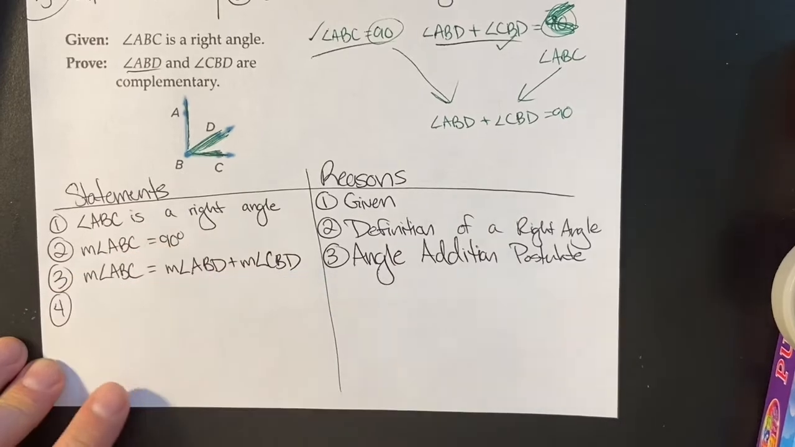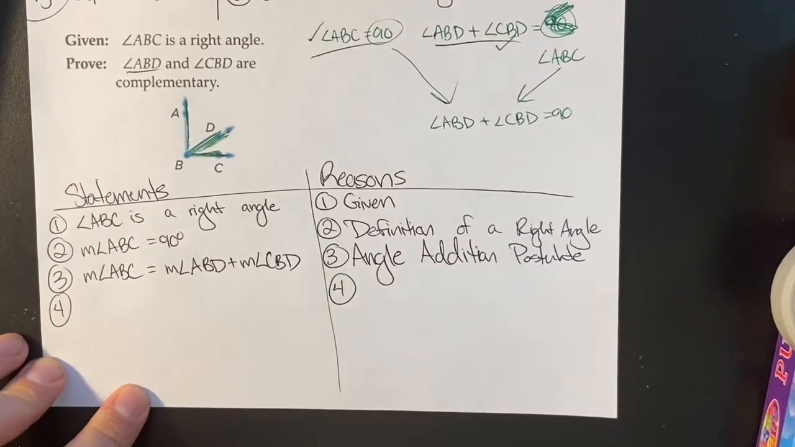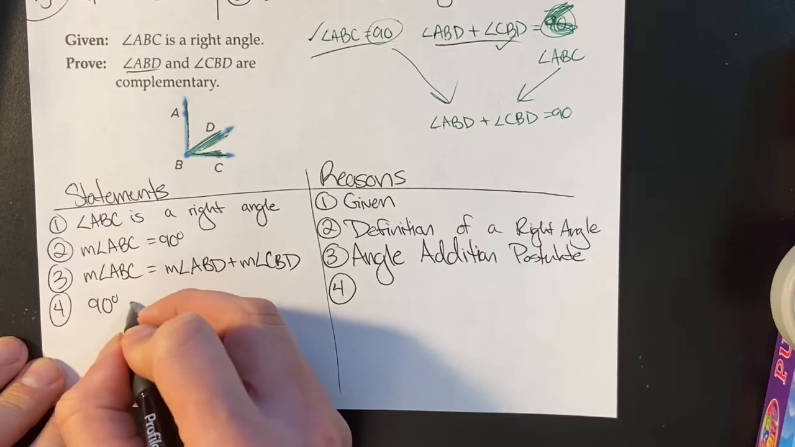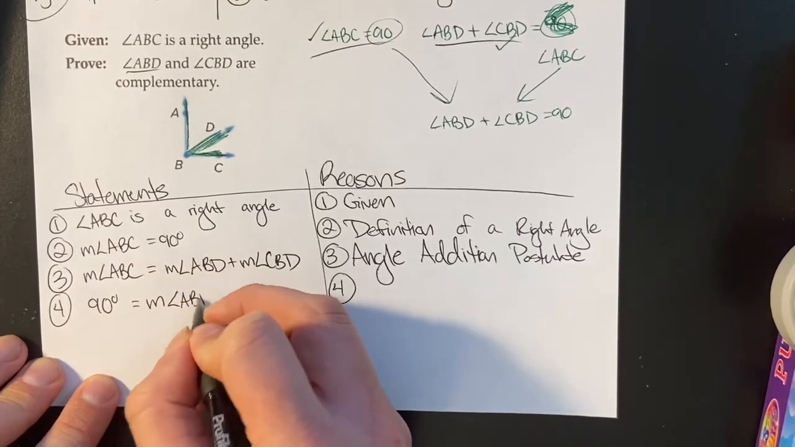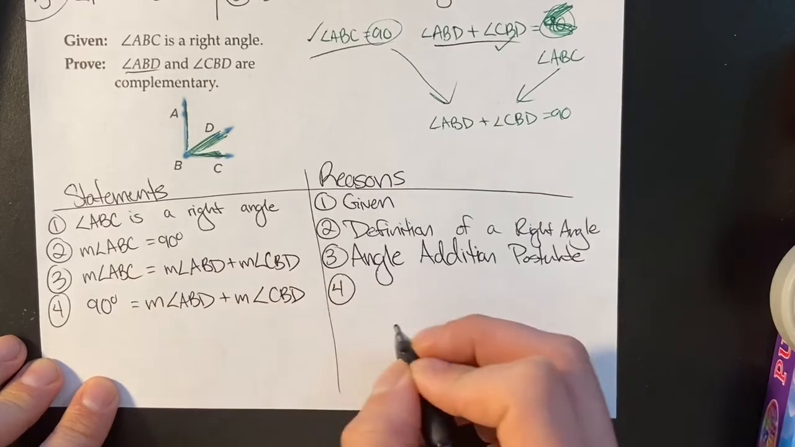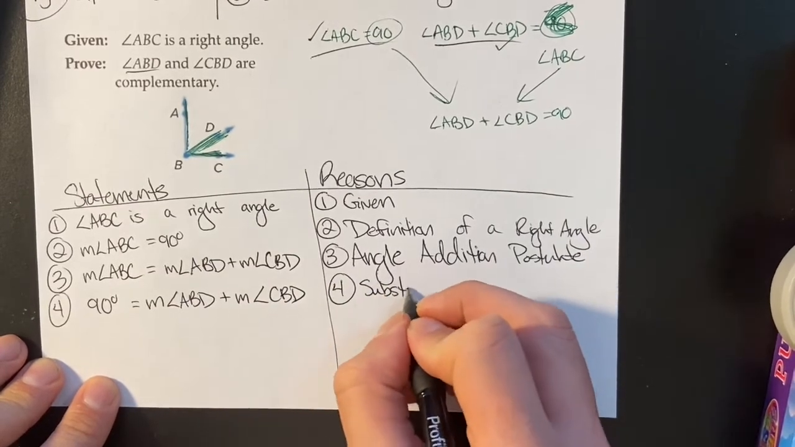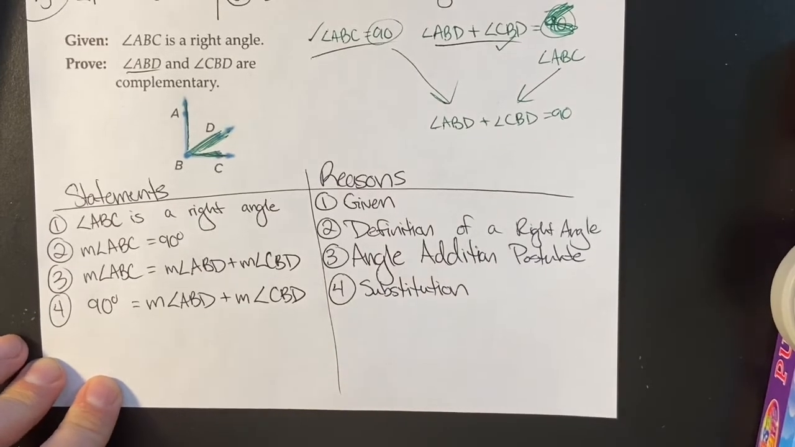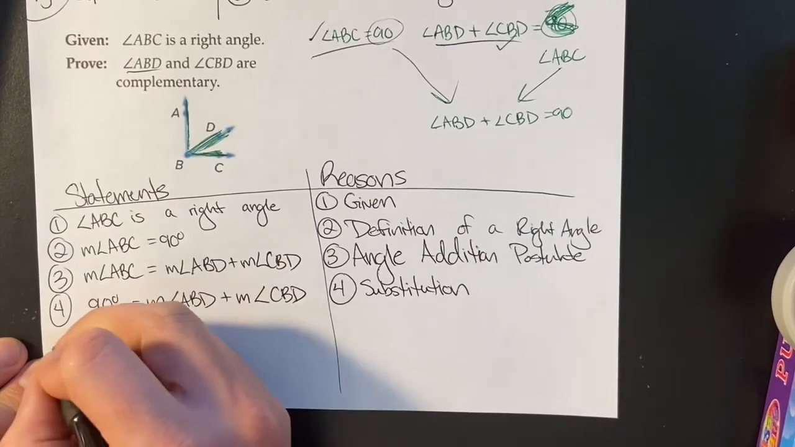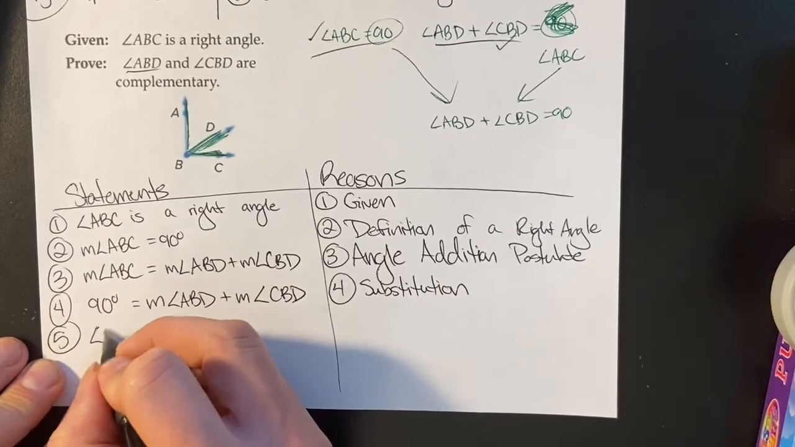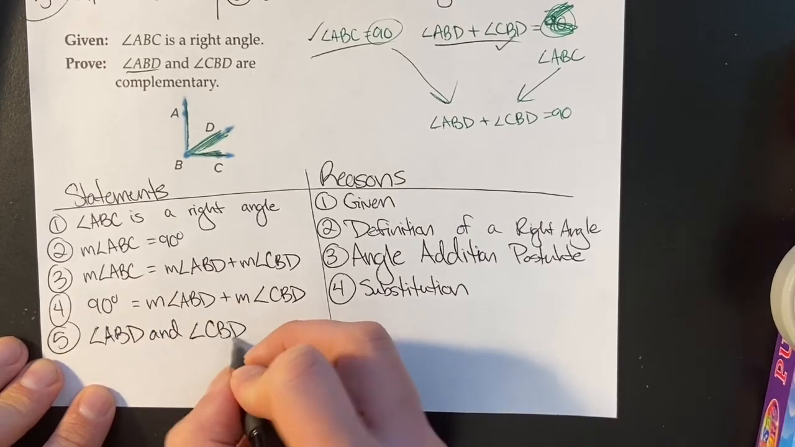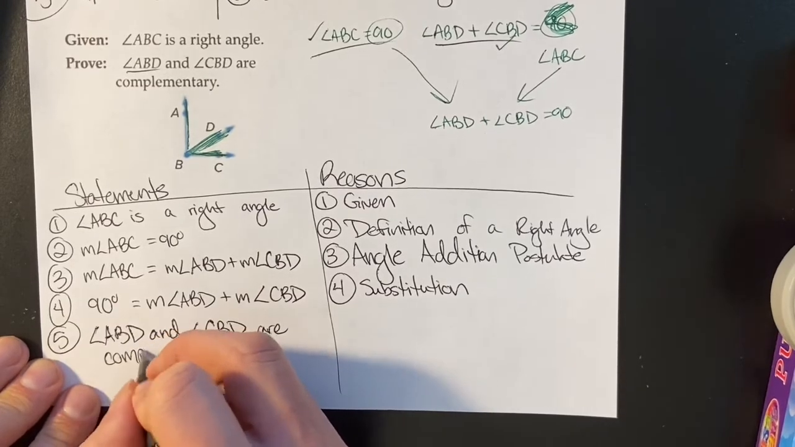If the measure of angle ABC is 90, and the measure of angle ABC is that, then I can say 90 degrees equals the measure of angle ABD plus the measure of angle CBD. And I did substitution there. And that should be enough information. If the measures of two angles add up to 90 degrees, then that's plenty of information to say that angle ABD and angle CBD are complementary.